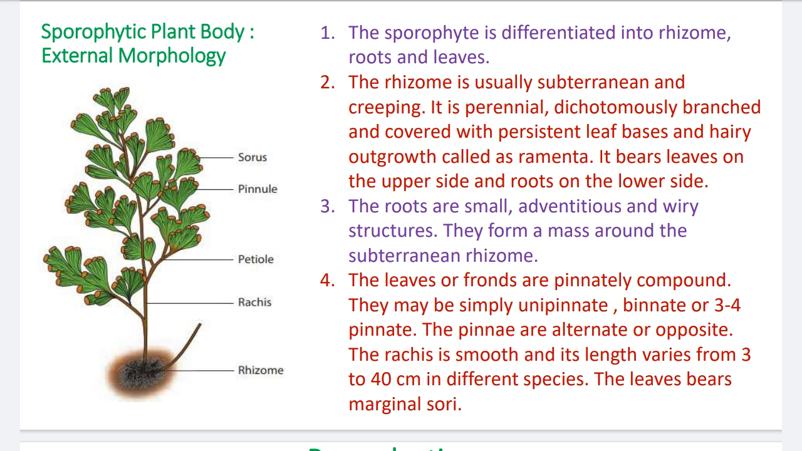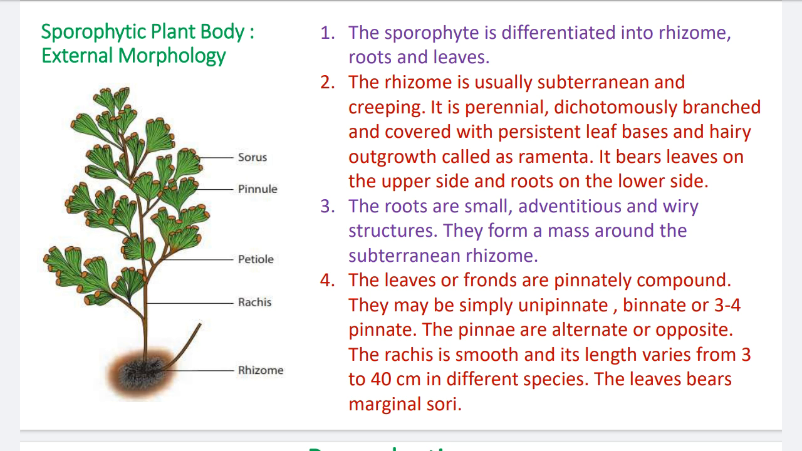And hairy outgrowths called the ramenta cover the rhizome. It bears leaves on the upper side and roots on the lower side. Toward the upper side of the rhizome, many leaves are there, and toward the lower side, many roots are produced.